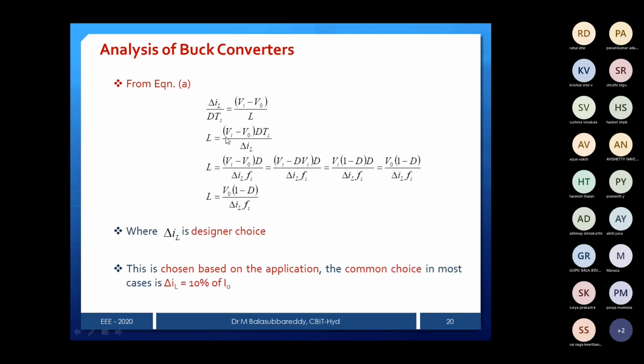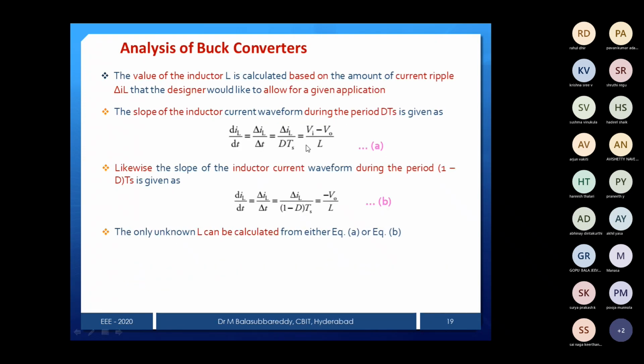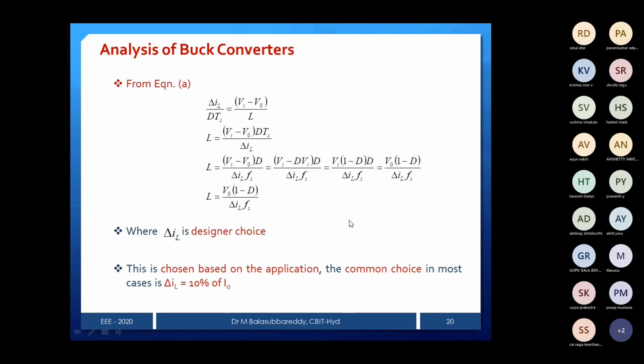Now you can take any one equation, either this equation or this equation. Now I am simplifying this. The second equation or first equation, both are same. Now take the first one. Delta IL by dTs is equal to V in minus V out by L. From that, L is equal to V in minus V out times dTs, by cross multiplication, divided by delta I. So still you can simplify this.